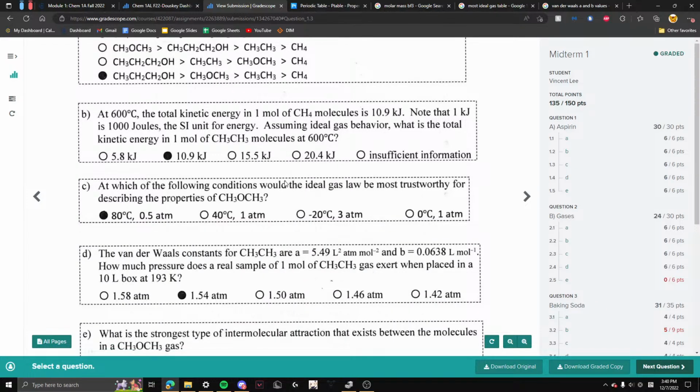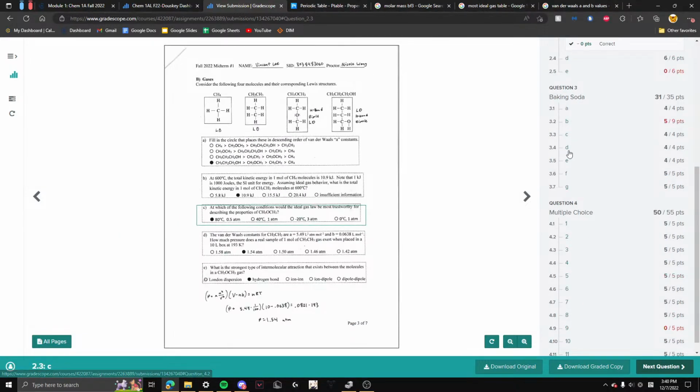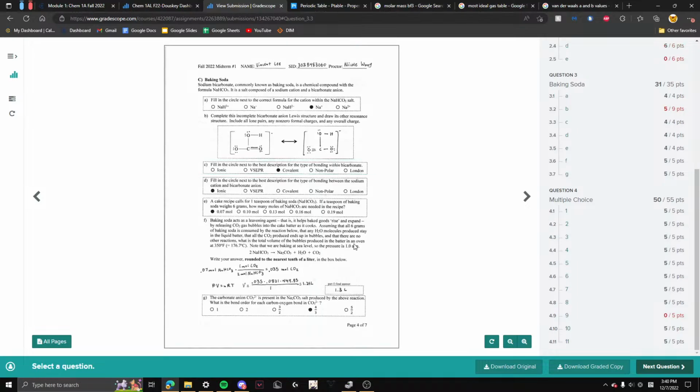Which of the following conditions would the ideal gas law be most trustworthy for describing the properties of blah blah blah? So again, remember what we said earlier, which was, I think, was it high temperature that it obeys ideal gases? It's definitely not 0 degrees Celsius because that's way too cold. Same thing with -20. I think it had something to do with high temperatures. Yeah. I just picked this one because it was the highest temperature and it was right. I don't know why they don't give us reasoning for it here. And they don't tell us.